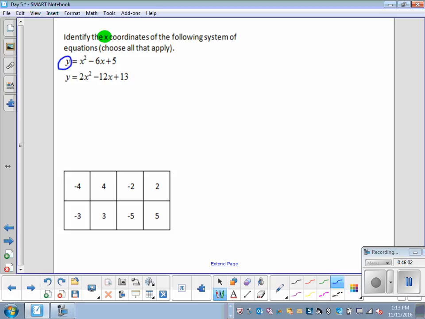Since I'm looking for the x, look at this. They're both equal to y. If they're both equal to y, then they can be equal to what? Each other, right? Because if all of this equals y, and that's the same y, you see what that, yeah? Then you could do x squared minus 6x plus 5.